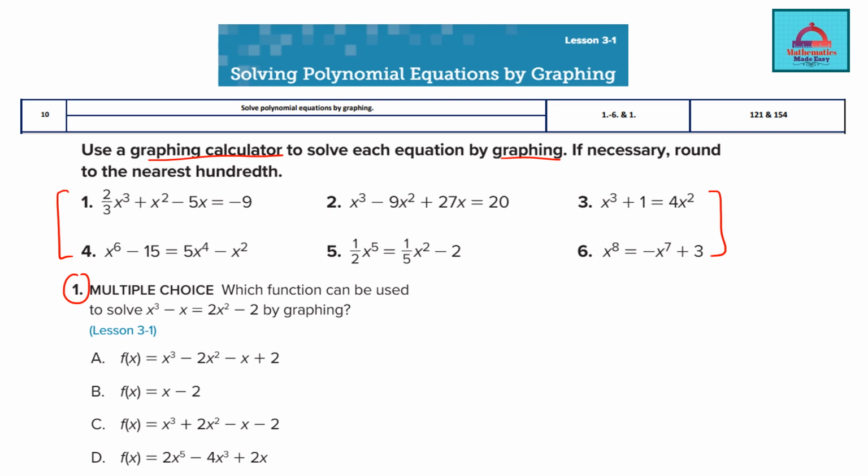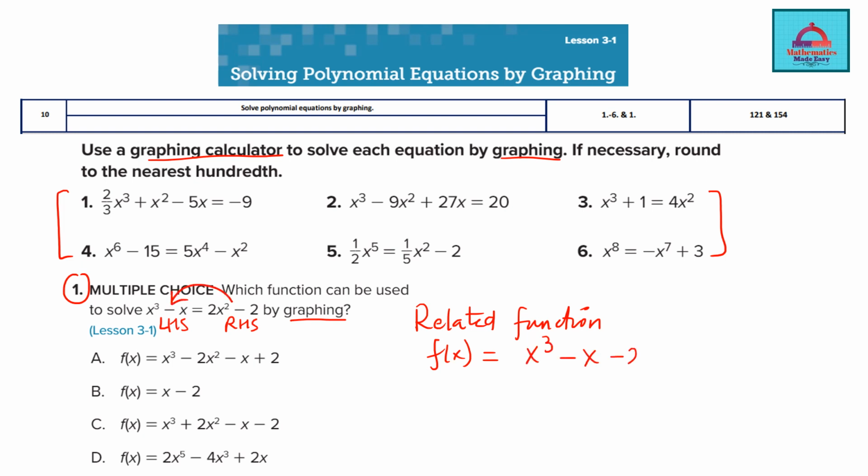Which function can be used to solve this equation by graphing? Now there is a left hand side, there is a right hand side of the equation. So by graphing, you have to find the related function. So this related function f(x) is such that everything is on one side. So we are going to move this here. So it will be what? x cube minus x minus 2x square plus 2. It will change sign and that is equal to 0.